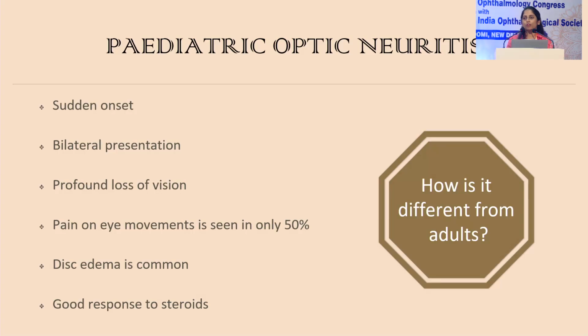Usually, it's a profound loss of vision. Vision will be either hand movements or counting fingers, PL plus. So pain on eye movements is quite typical in adults, but it is very rare in children. They don't present with this typical symptom. Disc edema is the common presentation. We don't see much of retrobulbar neuritis. It is more of a disc edema. Usually they respond very well to steroids.